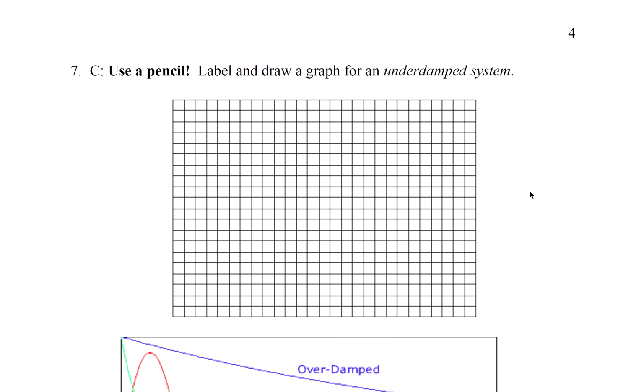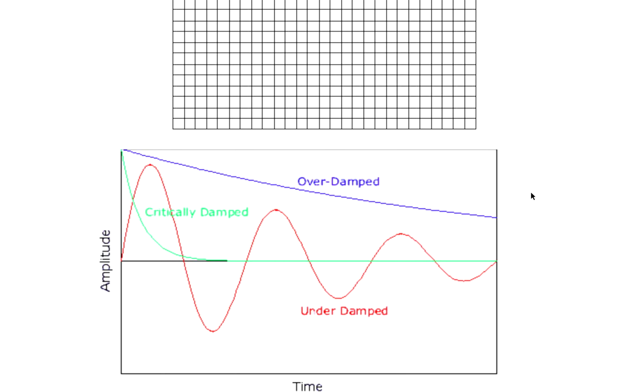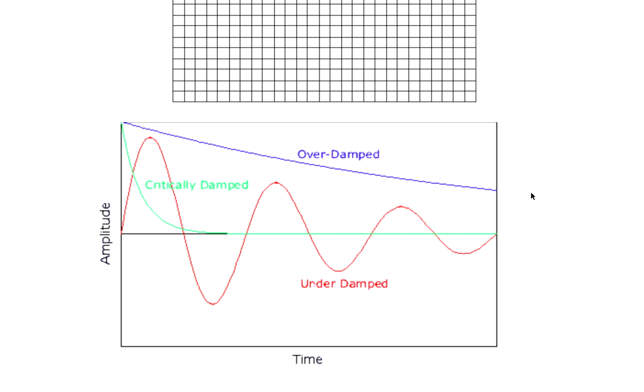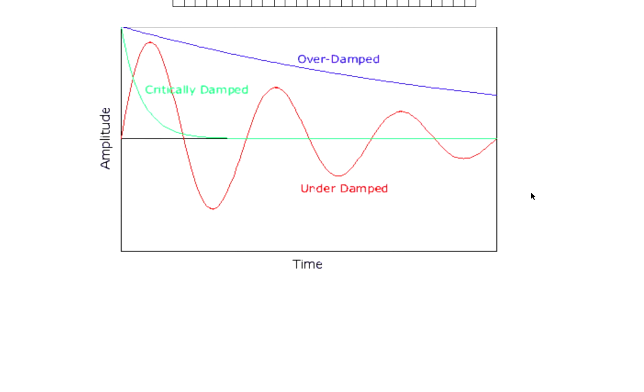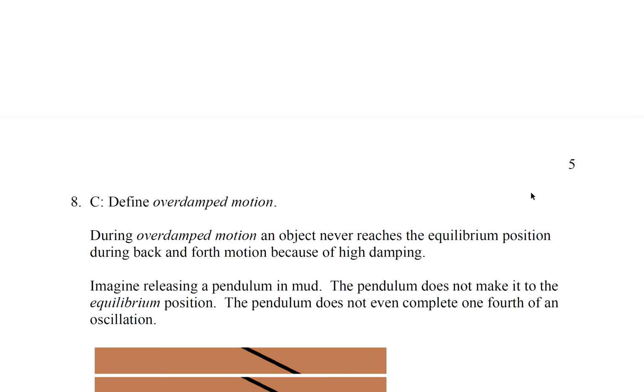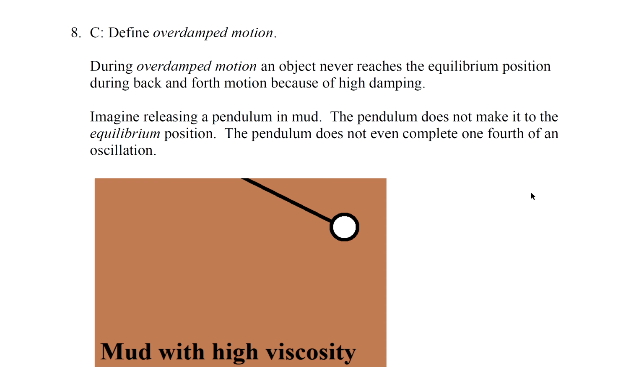Question 7. Label and draw a graph for an underdamped system. So that's what an underdamped system looks like. Amplitude versus time, the red graph. Question 8. Define overdamped motion. During overdamped motion, an object never reaches the equilibrium position during back and forth motion because of high damping.